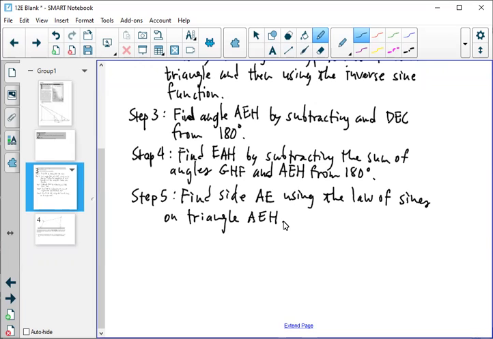And what that would look like, let me just write it out here. So we have two fractions. So we have AE over the sine of GHF, and that's equal to EH over sine of EAH.